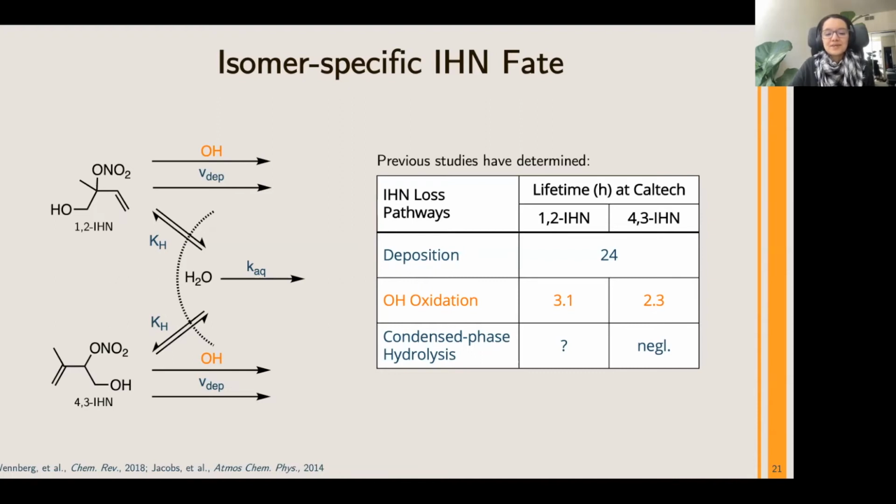That just leaves the outstanding question of aerosol uptake and hydrolysis. We've used synthesized standards of the 4,3 nitrate, and prior research has shown that it's pretty negligible in the atmosphere. However, we don't know if that's the same case for the 1,2 nitrate, as no standards exist. But when we look at compounds that are very similar in structure in the atmosphere, we get the idea that this loss rate might actually be quite fast, but how fast and can it outcompete OH oxidation is still yet to be seen.